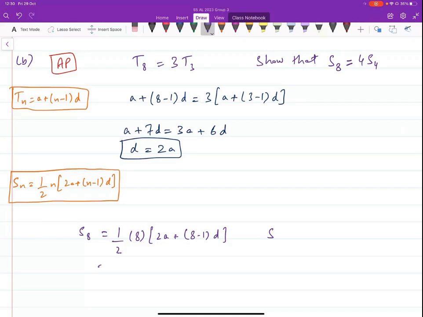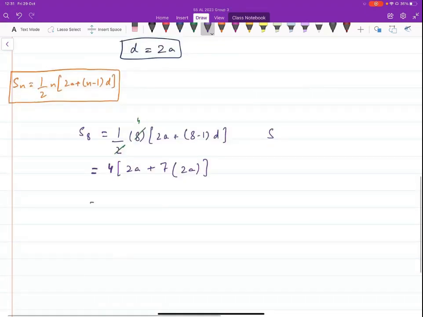इसको हम यहाँ पे कर सकते हैं. It becomes 4 into 2 times A, eight into get cancelled. यहाँ से हमें 4 मिल गया. So 4 into 2 times A plus 7D, D की जगह we can input 2 times A. Okay. Now this becomes 4 into 2A plus 14 times A. That's 16A into 4, which is 64 times A.